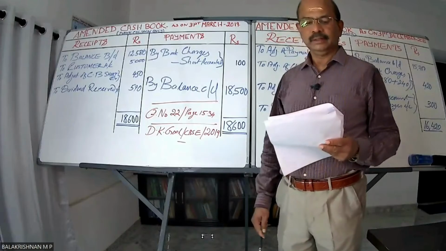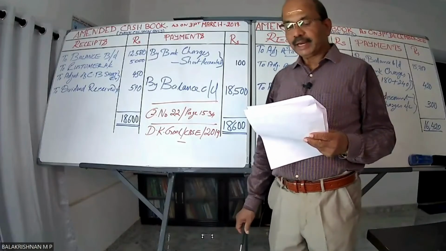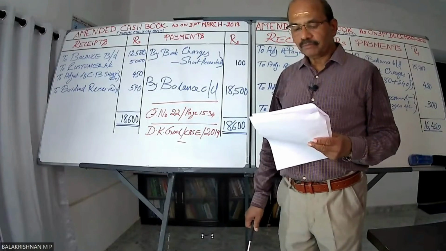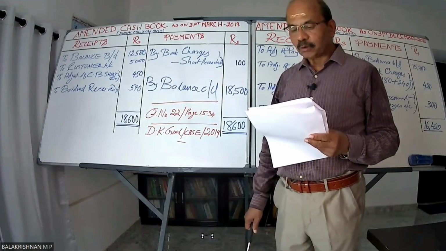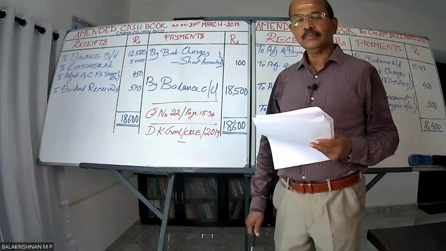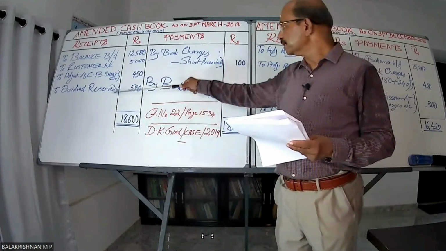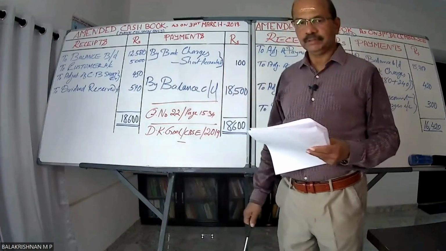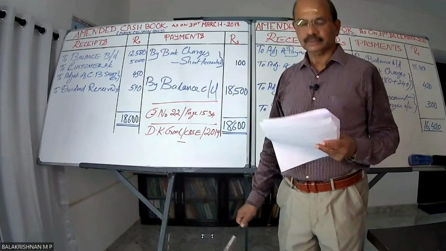Okay. Next. Dividend collected by bank on our behalf, rupees 570, does not appear in the cash book. Okay, make it appear. What's the entry? Bank to dividend received account. So rupees 570. All right, that's all.